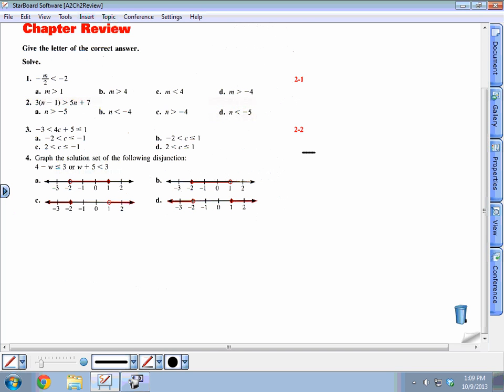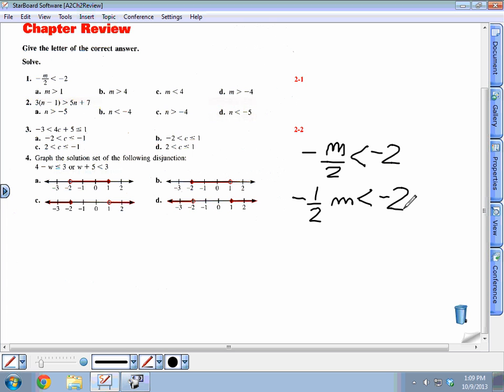Okay, the first problem: minus m over 2 is less than negative 2. You can see that the m is being divided by 2, but it also has a minus sign in front of it. So this is the same thing as minus 1/2 m is less than negative 2. I just rewrote it in a different way.